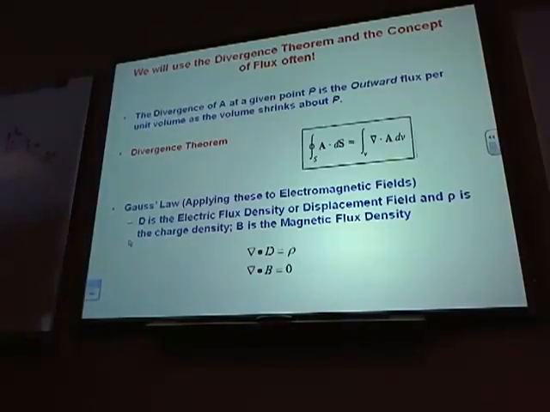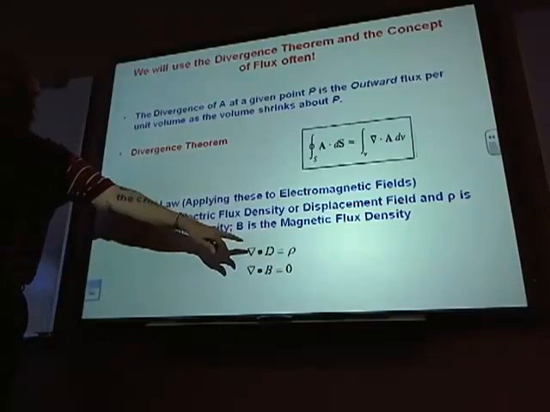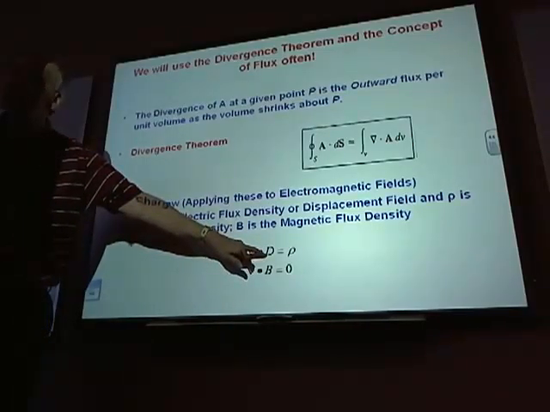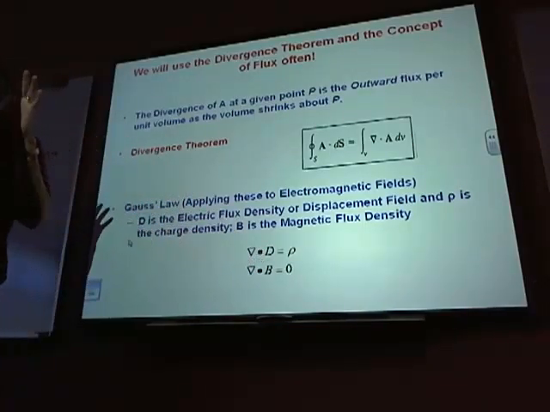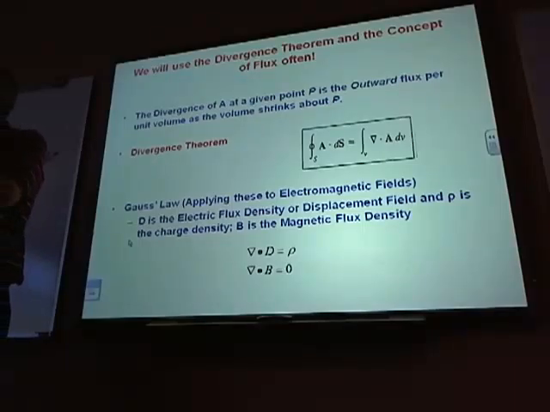Now we're also going to look at something called Gauss's law. And here D is going to be an electric flux density. How about that? This D field is going to create something called an E field because it's a flux density.